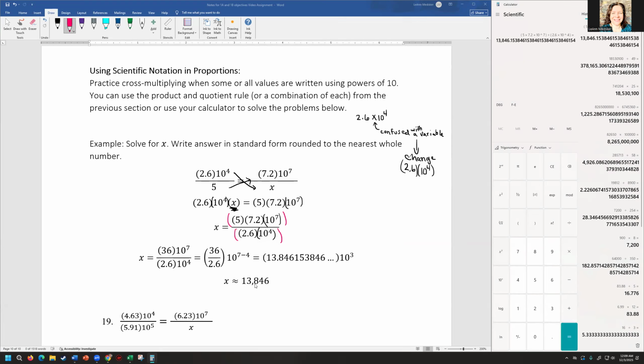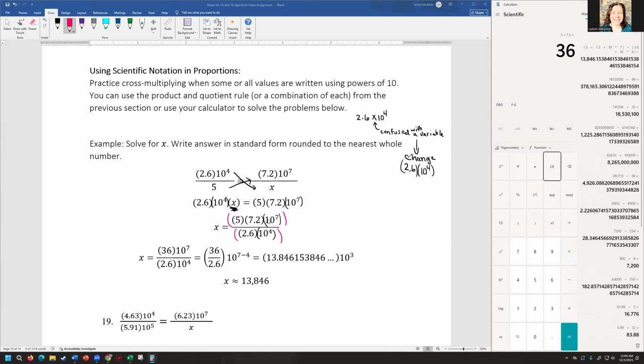So notice that gives me the same answer down here once I round it. It's 13,846, but I want to show you that I did a few steps here. So what I did instead was, you can type it all in once you get it in this division stage, but I actually worked out the regular numbers on top. I did 5 times 7.2 and wrote that down as 36 times 10 to the 7. The 2.6 was by itself. There was no other number other than the 10. So I just left it as 2.6 times 10 to the 4th.